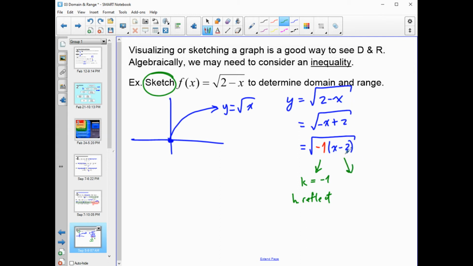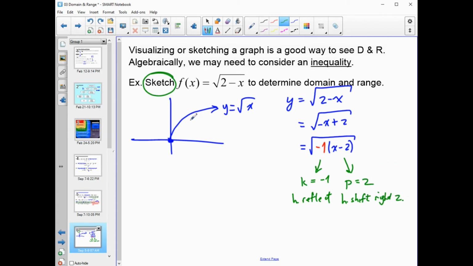If we take a look here, again, that's within the function, because the parent function was square root of x. All of these parameters, k, and then that must be p, p is equal to 2, because it's always x minus p. And so p equals 2, that is a horizontal shift. And in this case, it's a shift to the right by 2.